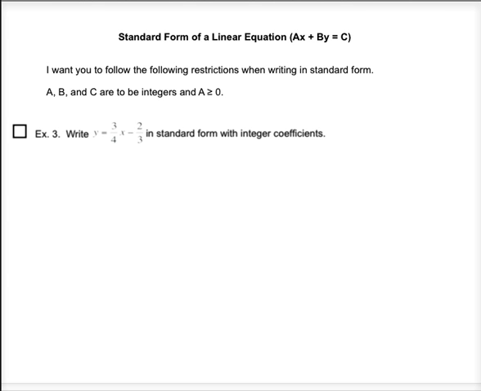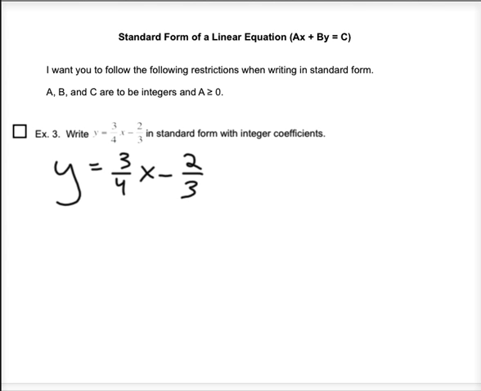So what we're looking for, example 3, we want to write it in standard form. Now, standard form, again, we're looking for everything to be an integer. So it's a little difficult to see here, so I'm going to rewrite it. y equals 3/4 x minus 2/3. And I want to do away with the fractions.